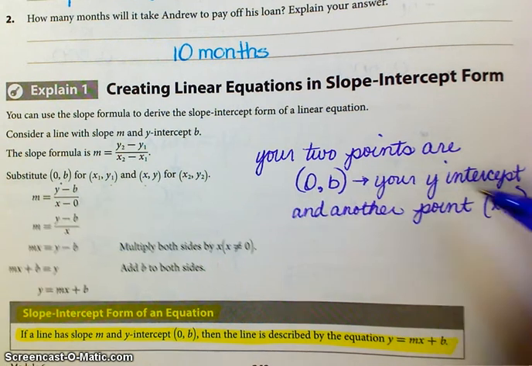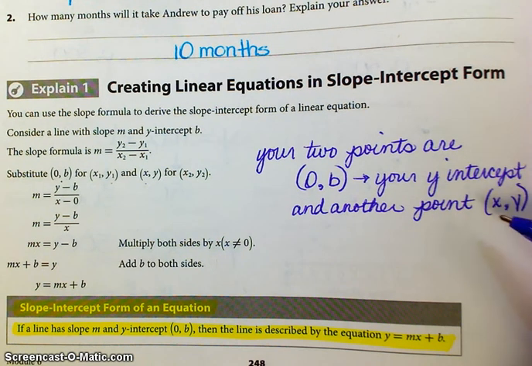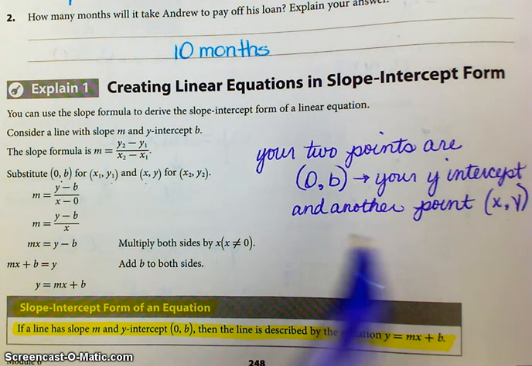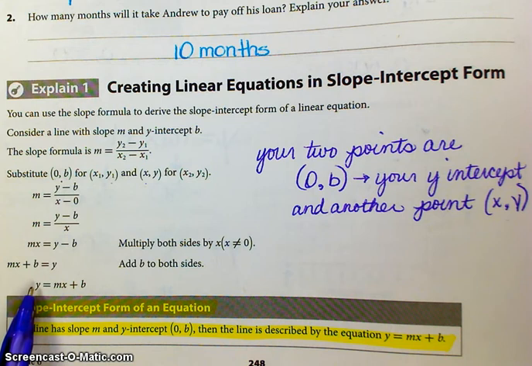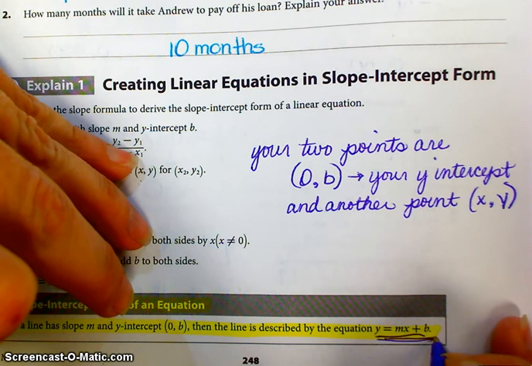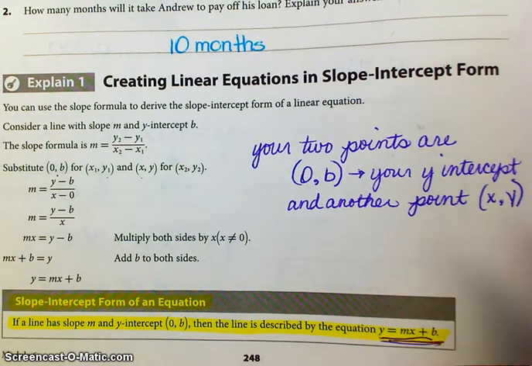You could use some other x and y for your second set of points. If you're going to use these two points, you can put them into the slope formula and do a little rearranging, and after you solve it for y, you do get the slope-intercept form. So if a line has a slope m and a y-intercept of 0, comma b, then the line is described by the equation y equals mx plus b. That is your slope-intercept form right there. Okay? All right, let's go on.